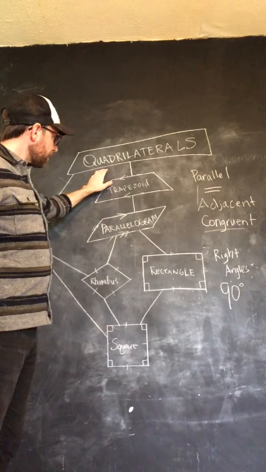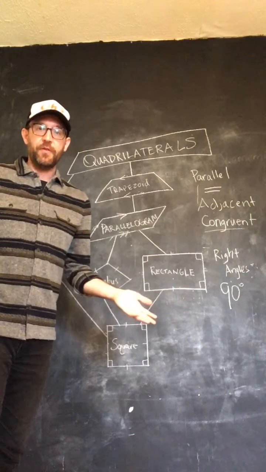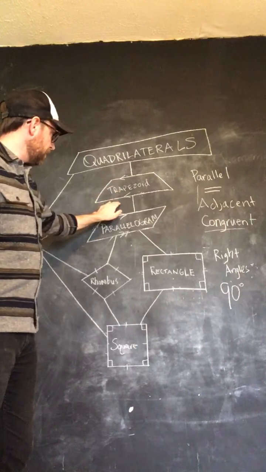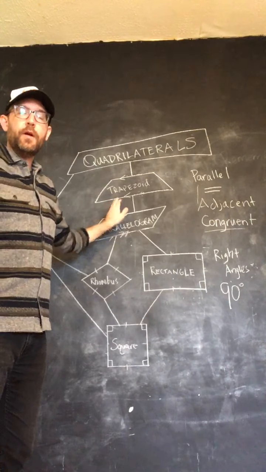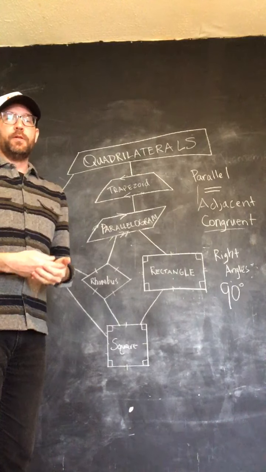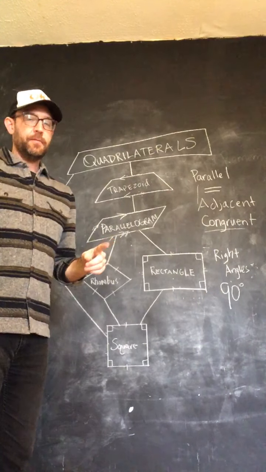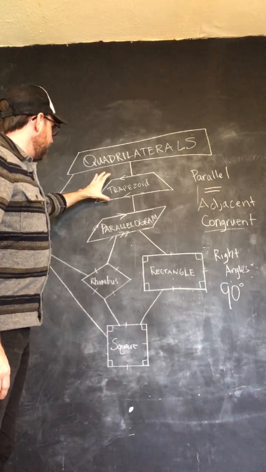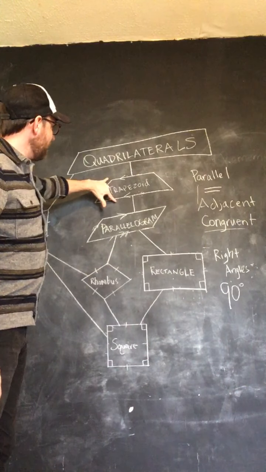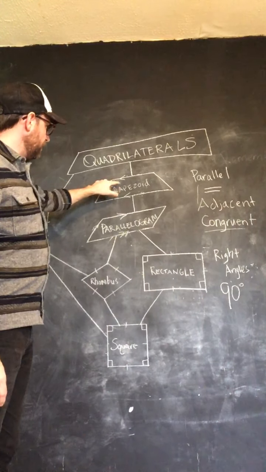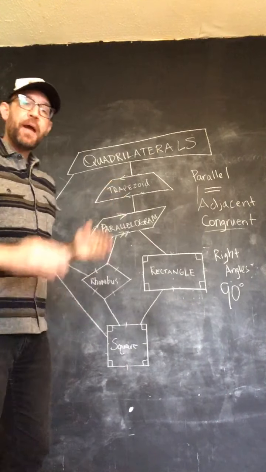But as we move down, we start to get a little bit more specific. So let's move into our first shape. It's going to be the trapezoid, right? What makes a trapezoid a trapezoid? Well, there's one major defining characteristic. That is the fact that it has one set of opposite parallel lines. So this line opposite of that one are parallel.